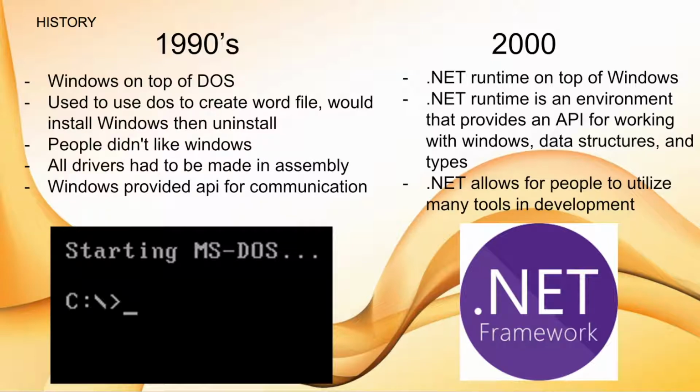.NET ran on top of Windows and provided APIs that developers would have to create on their own in the past. .NET allowed people to utilize many tools in the development process. Many of these tools are very similar to topics discussed in the Spring 2018 Principles of Programming course.